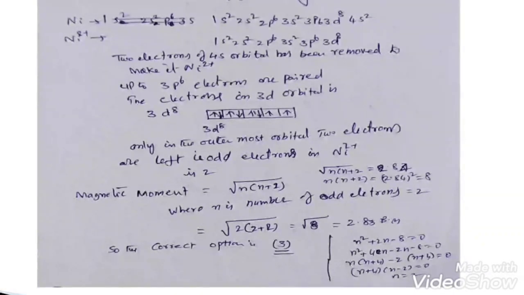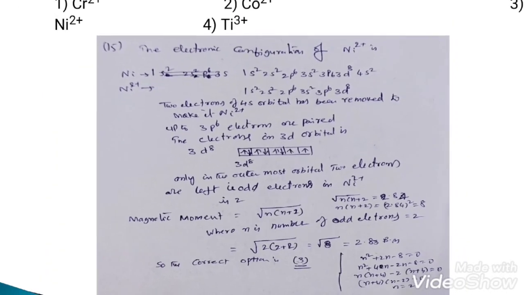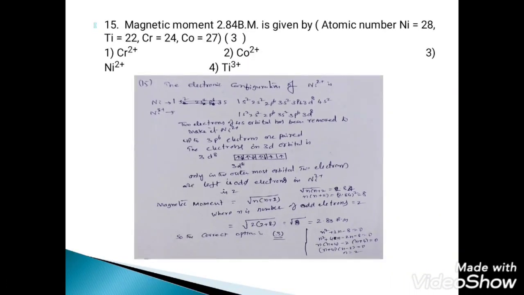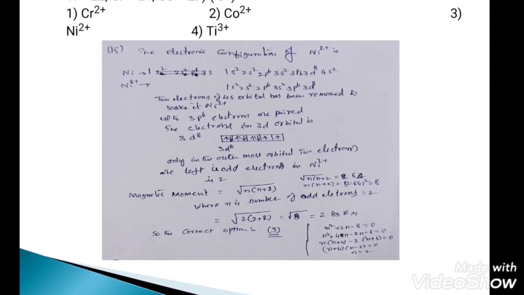For magnetic moment there is one formula, root of n into n plus 2, where n is the number of odd electrons, that is equal to 2. Substituting that, we get root of 8, that is 2.83 BM. That is the option, 2.83 BM. That means Ni2 plus will have this type of magnetic moment.